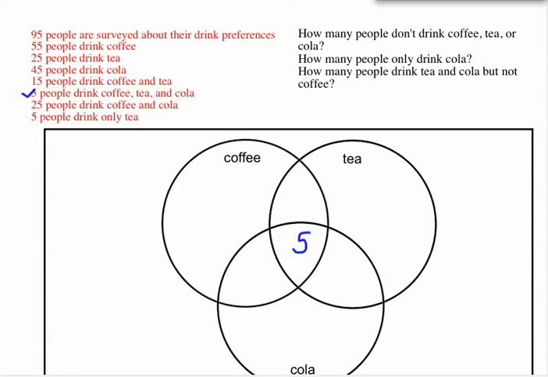So I don't care whether you do coffee and tea or coffee and cola. I'm going to do coffee and tea. 15 people drink coffee and tea, and I have to look for where the coffee and the tea circle overlap. And that is right here. This is the coffee and the tea circle. And I already have 5 people drinking both coffee and tea. And I need to have 15 people, so I need 10 more people drinking coffee and tea, so that in total I have 15 people drinking coffee and tea.